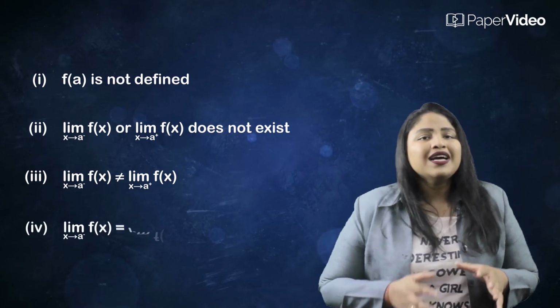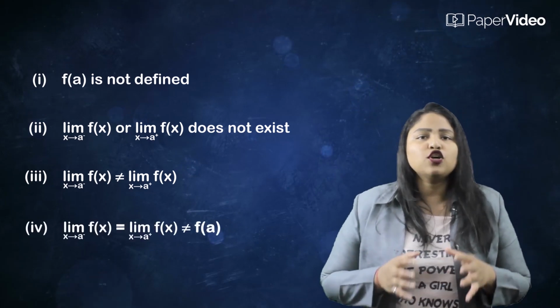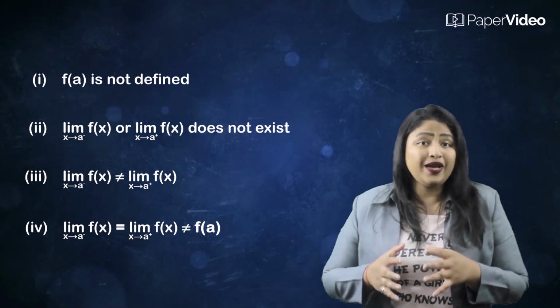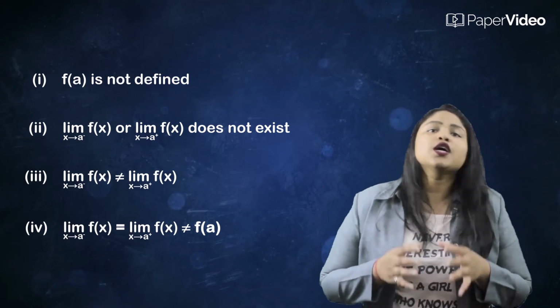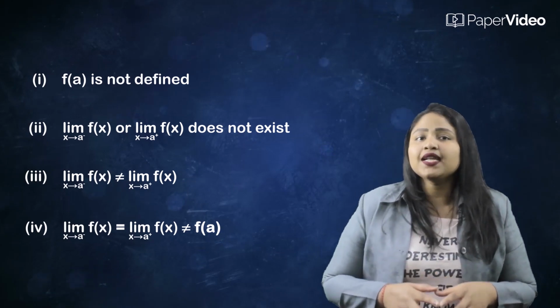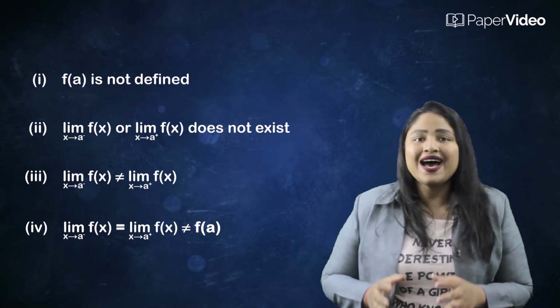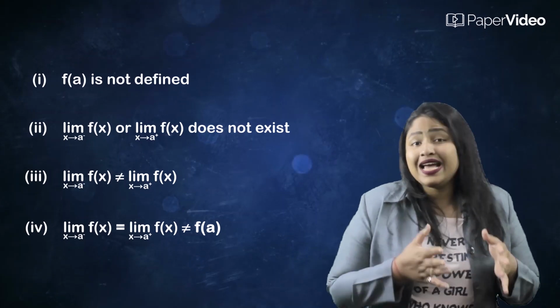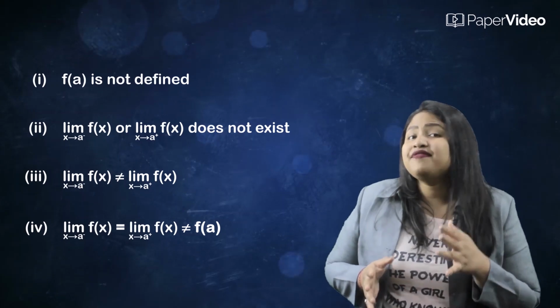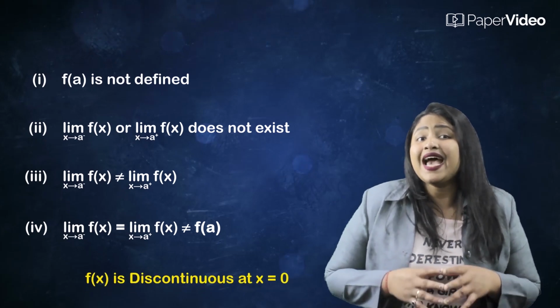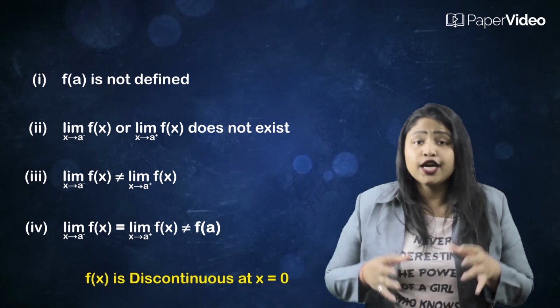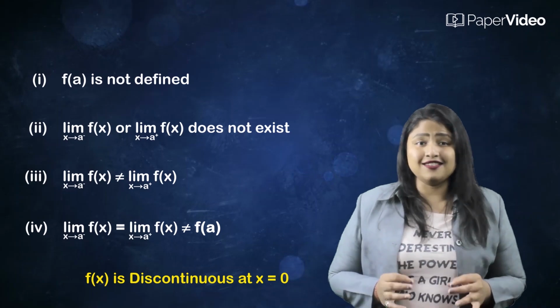Fourth, both the left hand limit and the right hand limit of the function at x equals a exist and also agree to the same value, but the value is not the same as the value of the function at x equals a. A function can have discontinuity at a point x equals a due to any one of these reasons. Let us understand this concept with the help of an example.